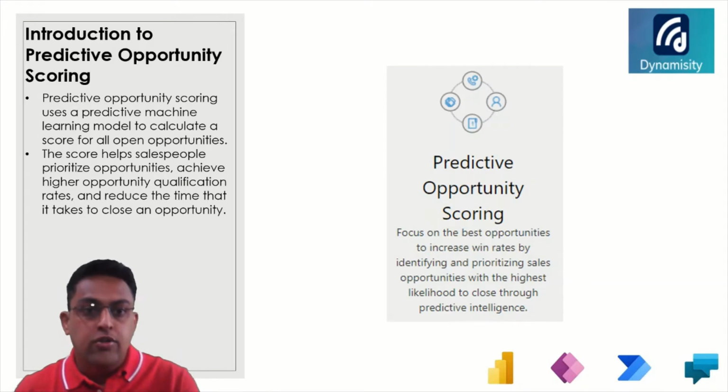Alright, let's get introduced to predictive opportunity scoring. In the same way as lead scoring, here the machine learning algorithms can run across your models on your open opportunities and give you a higher qualification rate and reduce the time it takes to close the opportunity.